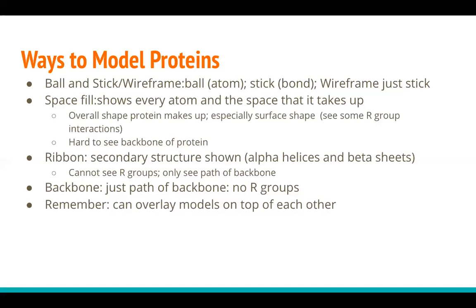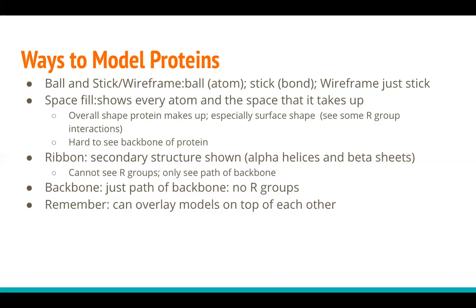Another way to model proteins we looked at was the ribbon structure. These structures usually just show the secondary structure, so you can see the alpha helices and beta sheets, but you cannot see the R groups. You only see the path of the backbone, because remember, secondary structure incorporates the bonds of the backbone, and R group bonding is not the main type of bonding you see there. Secondary structure really only shows backbone interactions. Then there's a backbone model, which shows just the path of the backbone. You don't see R groups in there.